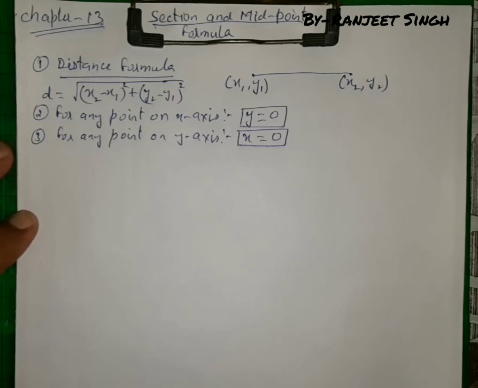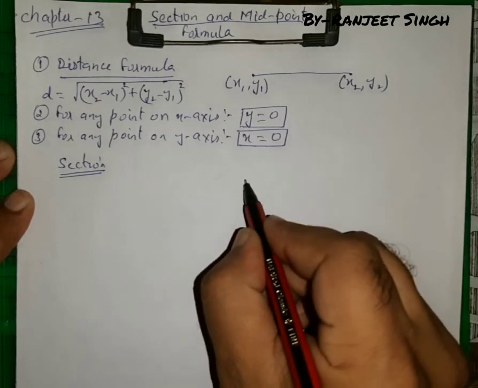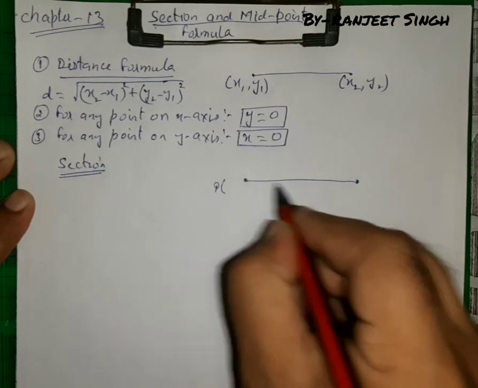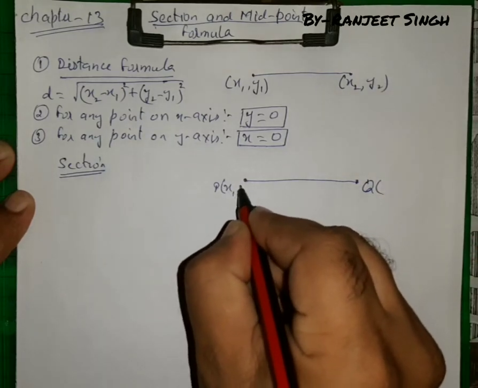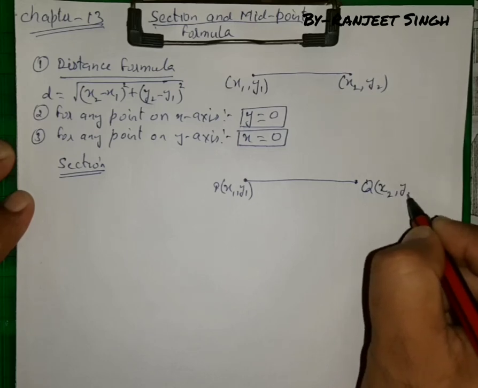Now section formula. In the case of section formula, this formula gives us the coordinates of the point that divides the join of any 2 points in the ratio m1 is to m2. For example, let us say that the 2 points on a plane are given by point P and point Q, where the coordinates of P are x1 and y1 and coordinates of Q are x2 and y2.